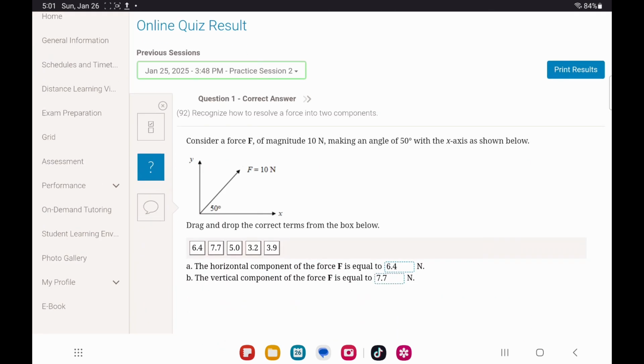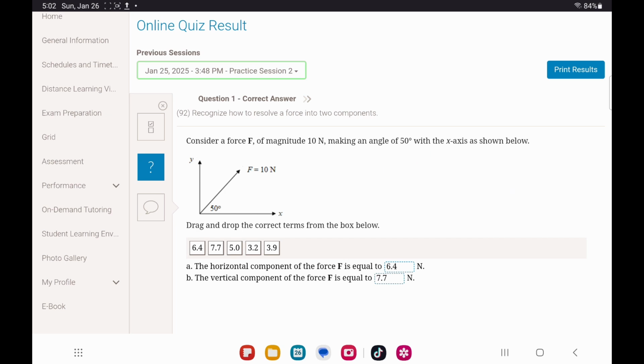Okay, what we need to know first is that horizontal is like this, obviously, and vertical is like this. The vertical is the y, and the horizontal is x. And we know that y is sine and x is cosine from trigonometry. So with that knowledge, let's answer these questions.